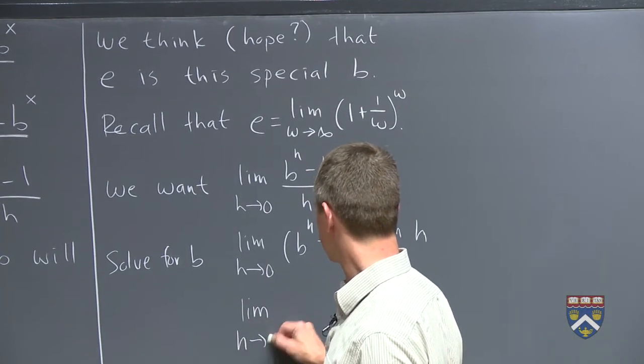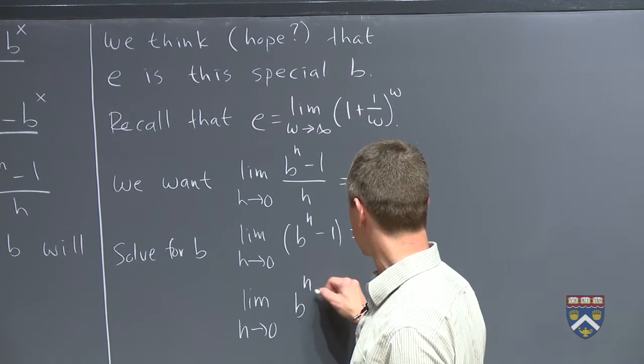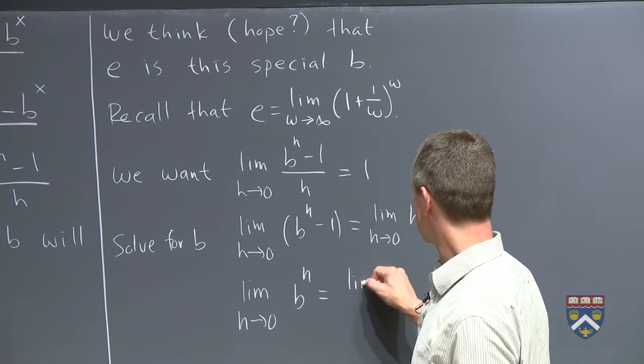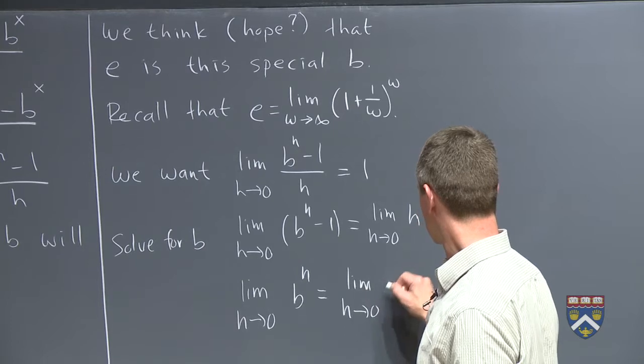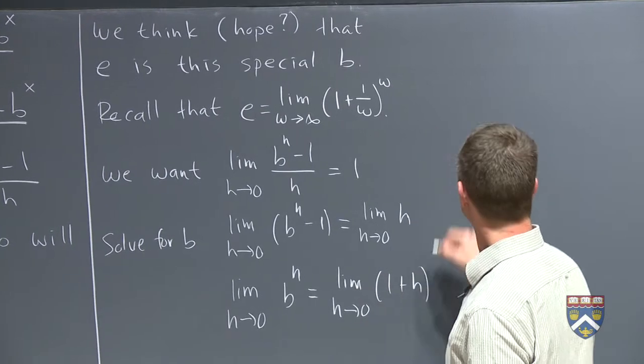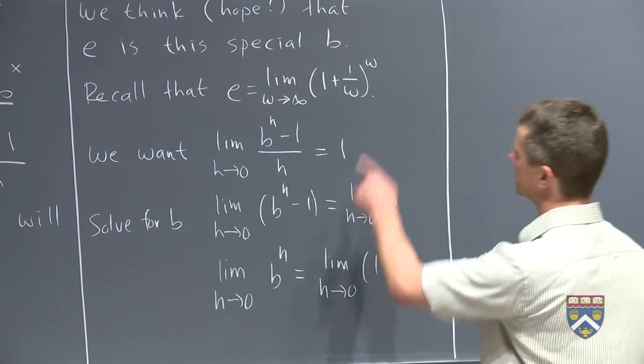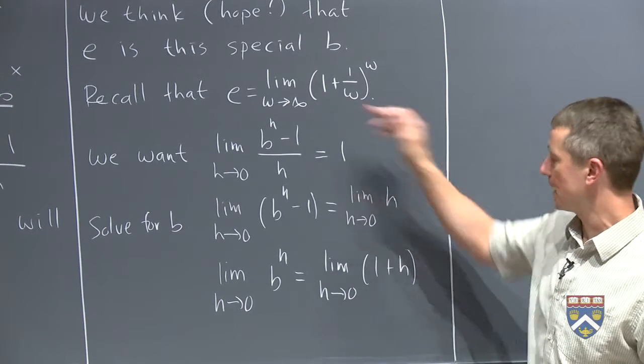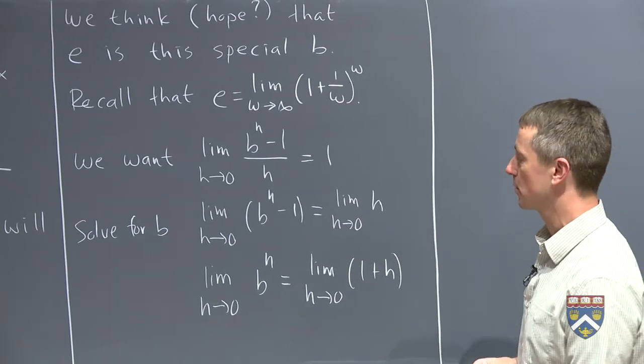So the limit as h goes to 0. Now we just have b^h on this side, and I need to add a 1 to the other side. And remember, this is what we're aiming for. So we've got a 1 plus something. So it seems like it's working well.